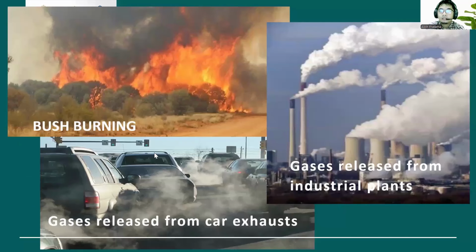Take a look at this image. This is an example of human activities. The first we see is bush burning, when forests or grassland are burned, whether naturally or intentionally. It releases a large amount of carbon dioxide and other greenhouse gases into the atmosphere. This contributes significantly to global warming.